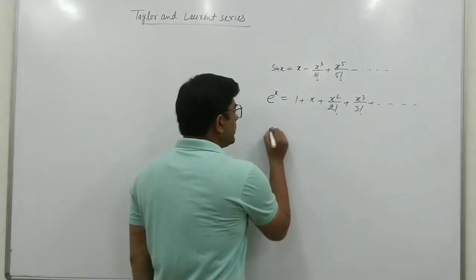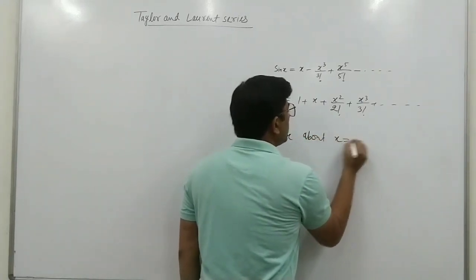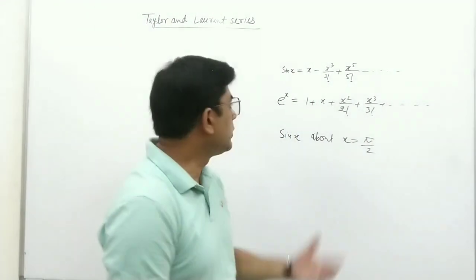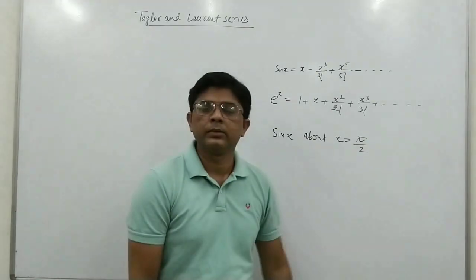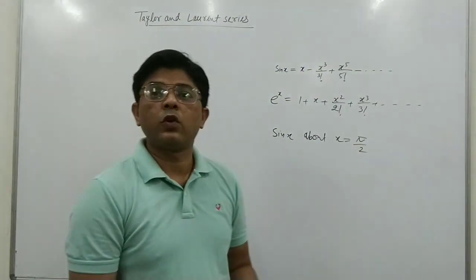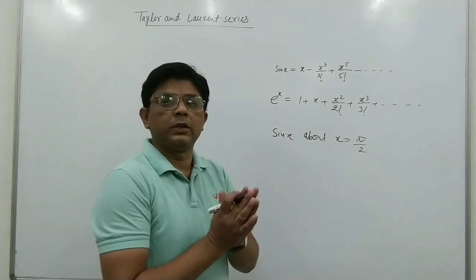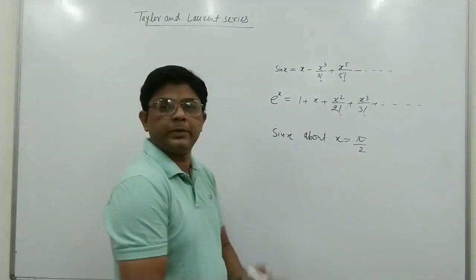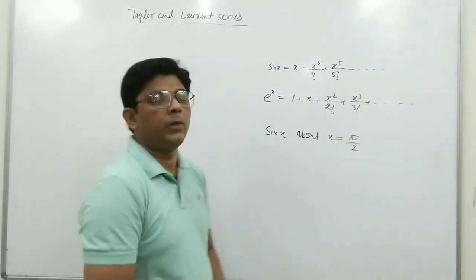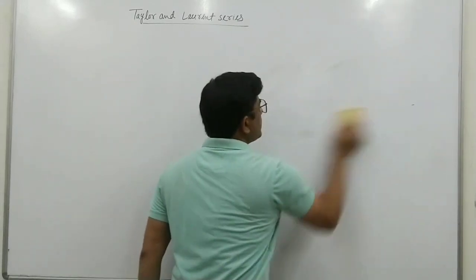Suppose we want to find the expansion of sin x about x equal to pi by 2. We can also find this expansion, or the expansion of e raised to power x about some point x equal to 1 in case of real variables. But here we want to find these expansions in case of complex variables, if we have a complex variable z. To find these expansions, first we should have some idea about the power series. So I will recall some concepts about power series.